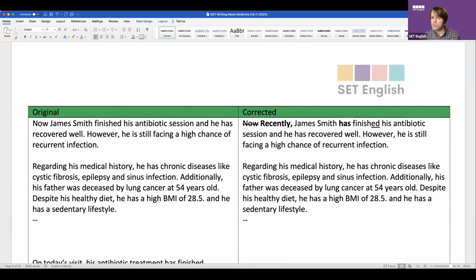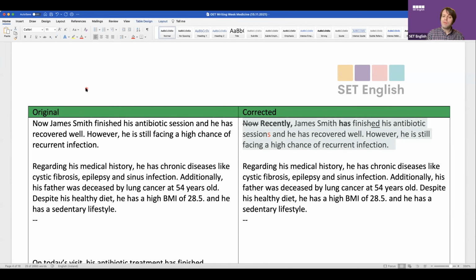Is it just one session? No, it's not session, it's sessions. Okay, sorry, I keep doing that. And he has recovered well. However, he is still facing a high chance of recurrent infection. Okay, so that one is finished.